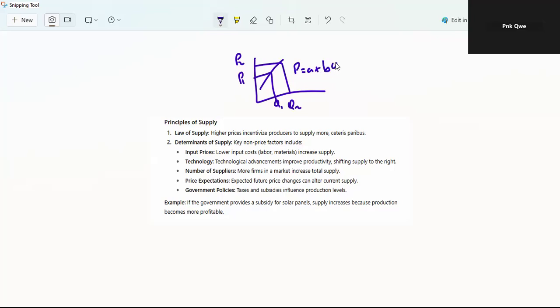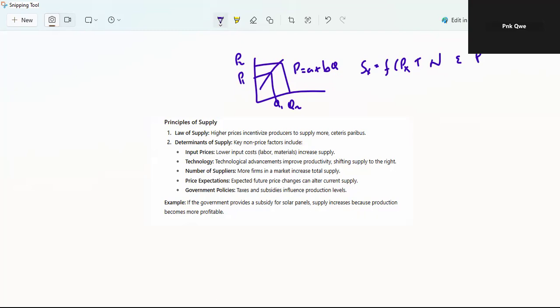So the factors that affect supply, we have many factors. Number one, the prices of the inputs. Number two, the technology. Number three, the number of suppliers. The more suppliers we have, the more supply we have. Number four, price expectations and policies, like even weather. So if government provides a subsidy for solar panels, there'll be an increase in what?